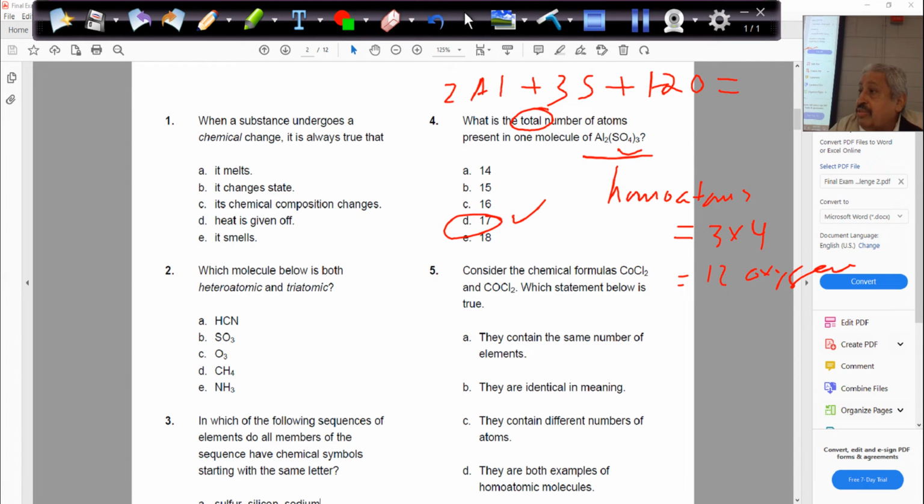Are you following me? You have to watch for the keywords. If I ask you about homo atoms, that's the similar atoms, which is oxygen. Hetero atoms are all these three types: aluminum, sulfur, and oxygen. So the answer is D. So number 5.